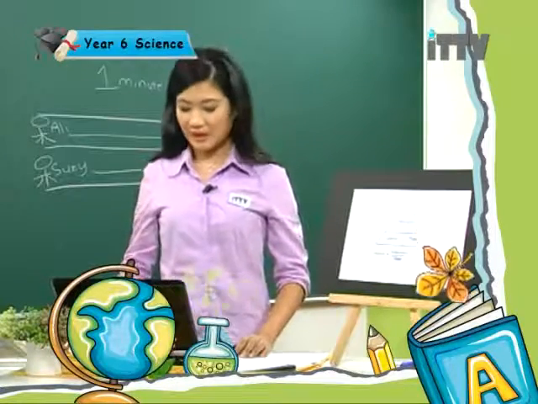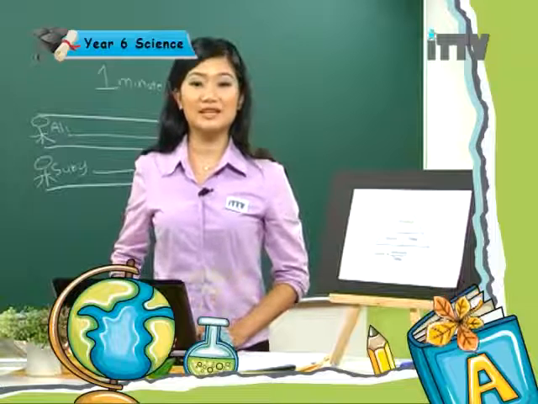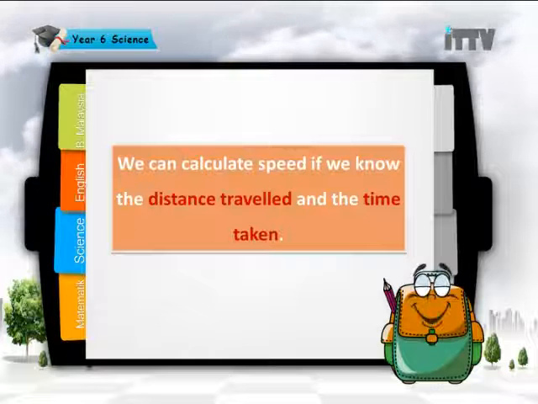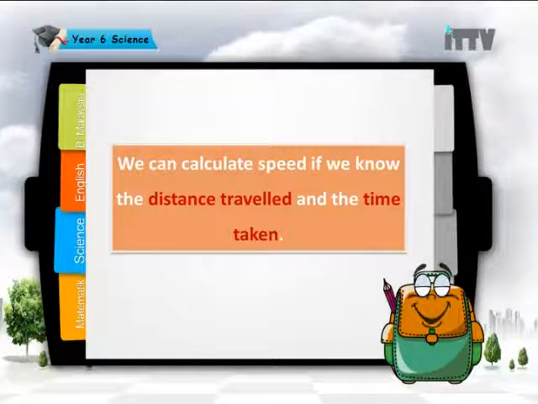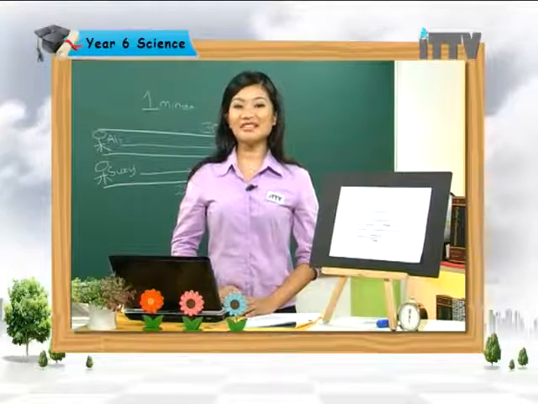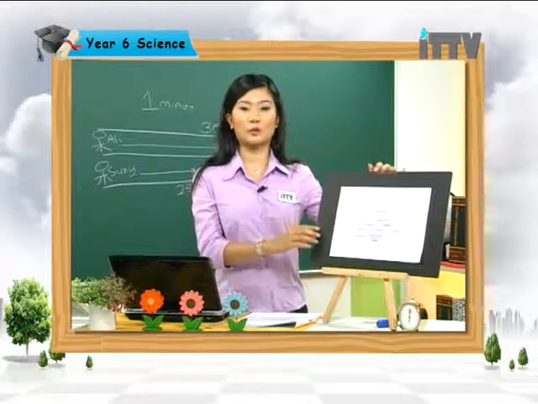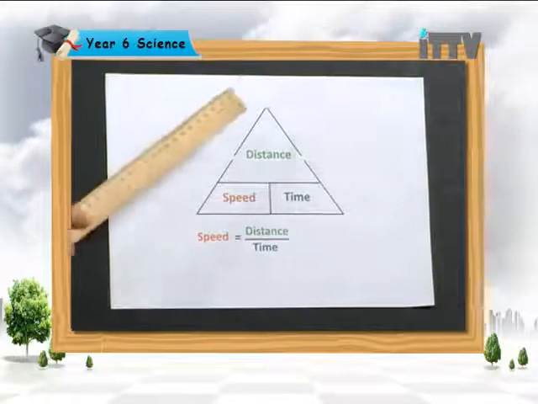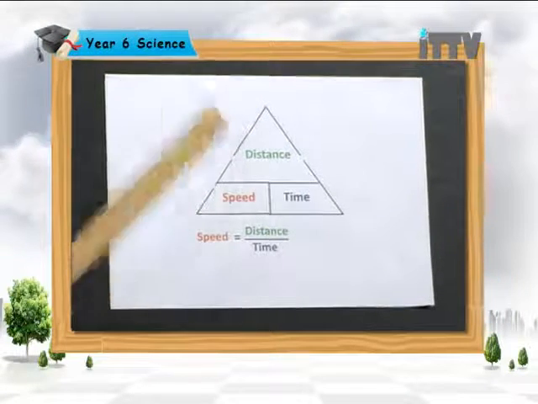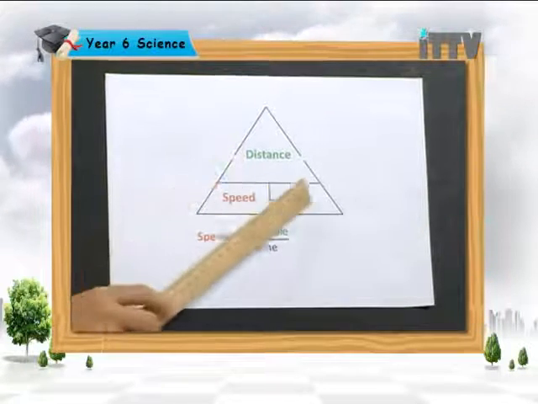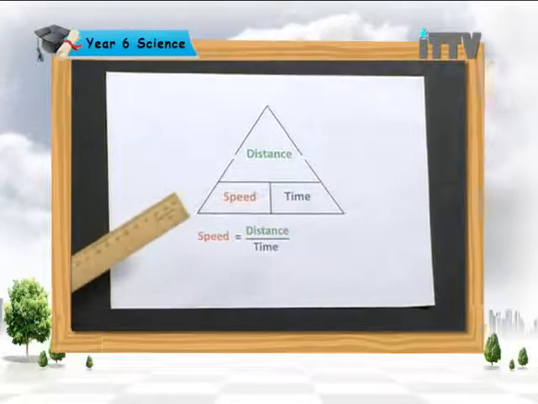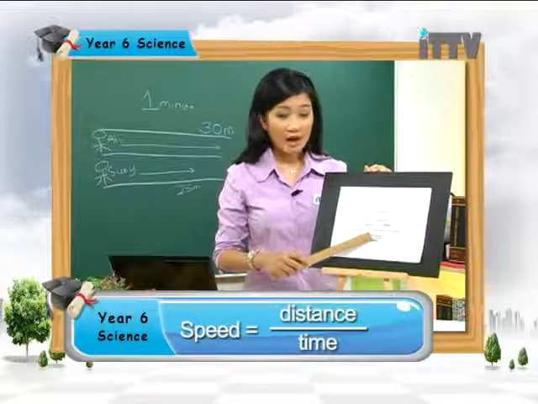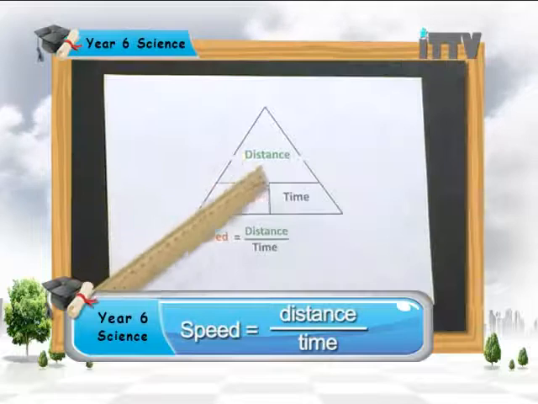Okay, now I'm gonna tell you how to calculate speed. We can calculate speed if we know the distance traveled and the time taken. Boys and girls, it's time to take out your science journal and jot this really important formula down. Are you ready? Okay. Now we have this formula: distance, speed, and time. In order to calculate speed, speed equals distance over time. Remember this, distance, speed, and time, right?